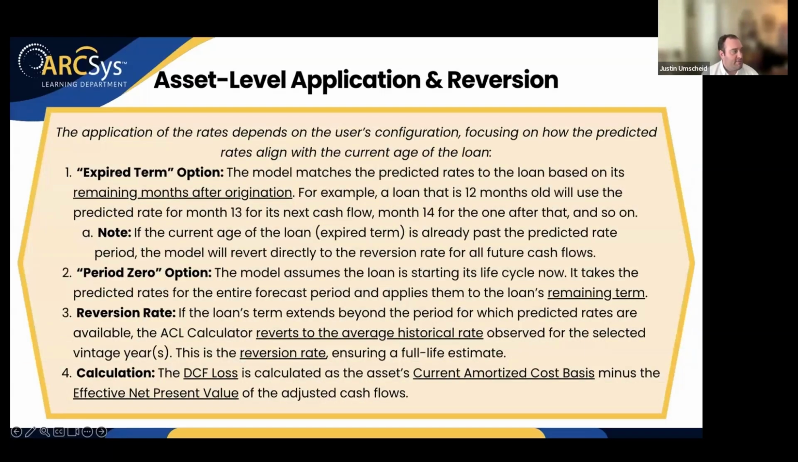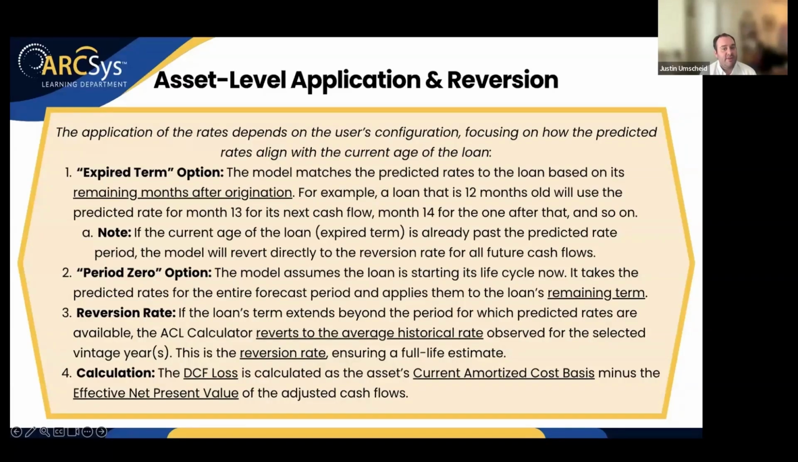Now, there are a couple different things here that we want to go over. In a vintage-based model, the first two items you see here, expired term versus period 0, are really important. What expired term does is it treats loans based off of where they are in their life. And we'll go through the example here, right? If I have a loan that is 12 months old and I'm forecasting 24 months of expectations of charge-offs and prepayments, instead of using that entire 24 months, it's going to start at month 13 of the projections, right?